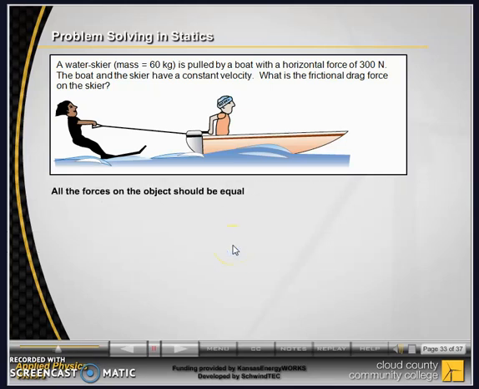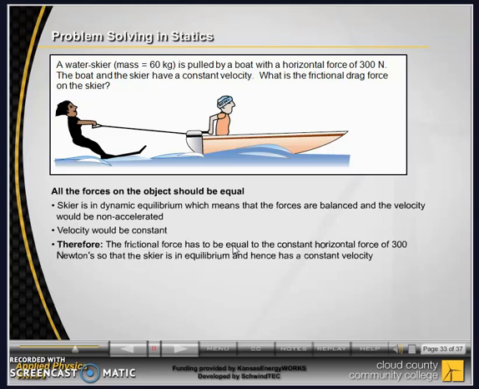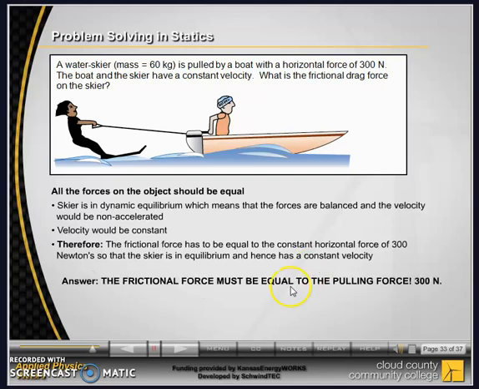All the forces on the object should be equal. The skier is in dynamic equilibrium, which means that the forces are balanced and the velocity would be non-accelerated. The velocity would be constant. Therefore, the frictional force has to be equal to the constant horizontal force of 300 newtons, so that the skier is in equilibrium and hence has a constant velocity. So the answer is, the frictional force must be equal to the pulling force, 300 newtons.